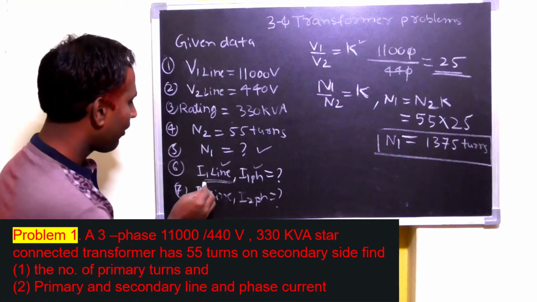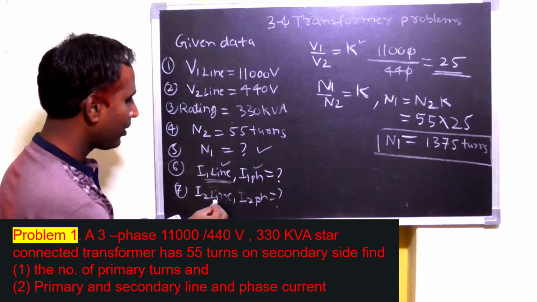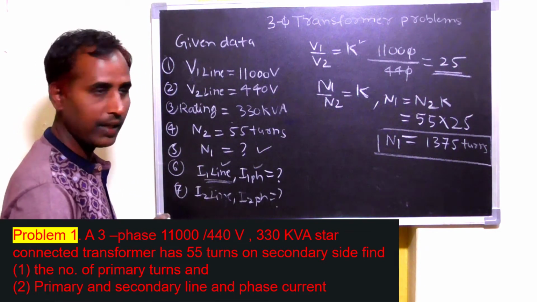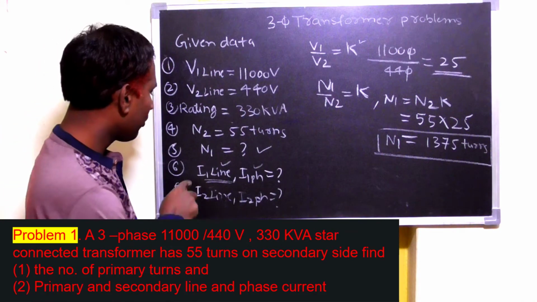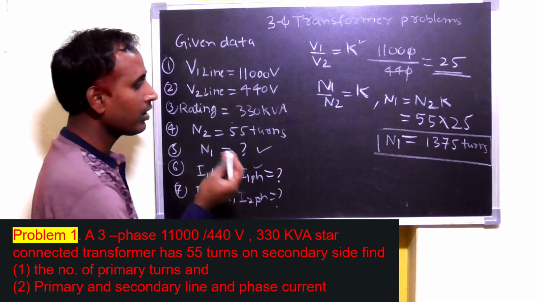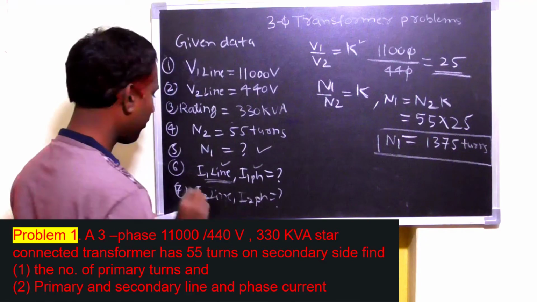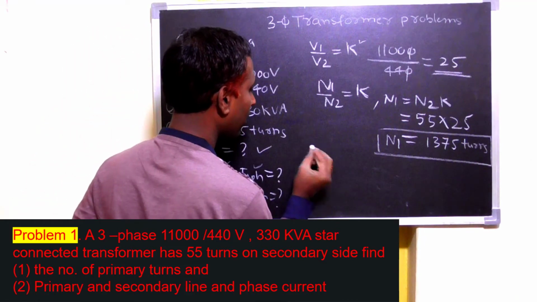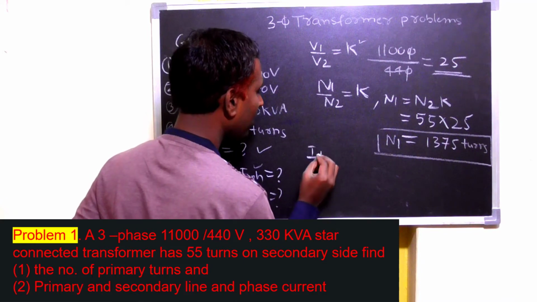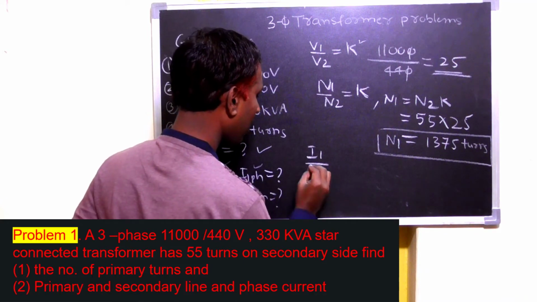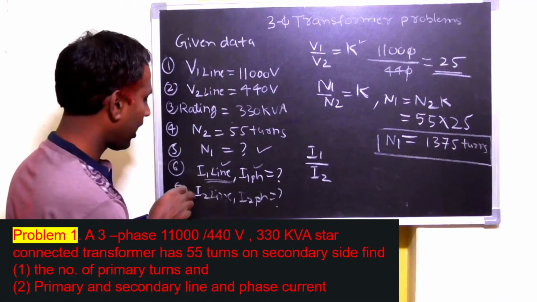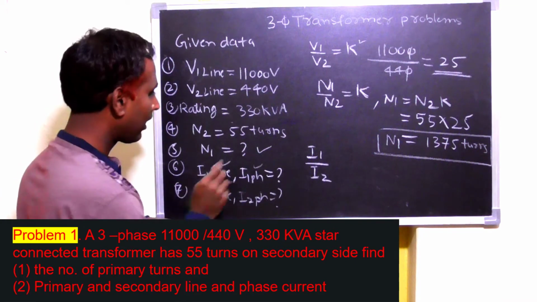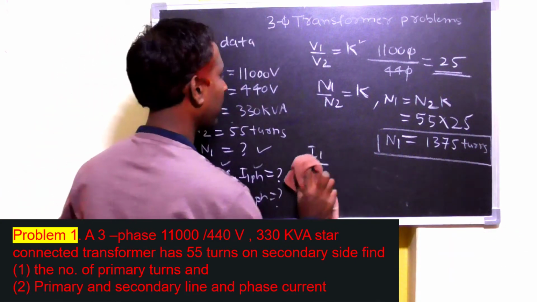Next I will find I1 line current and I2 line current. You can ask whether I can use the transformer formula to find this. See, the transformer formula is I1 divided by I2, but I don't know either one. So directly I will find I1 here. I will erase this.